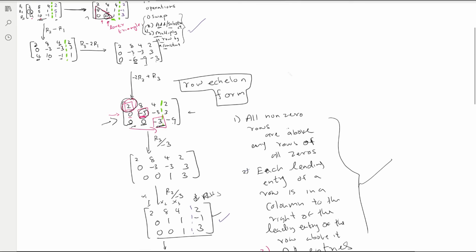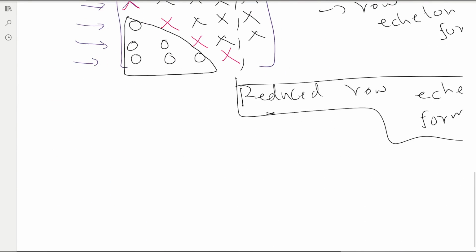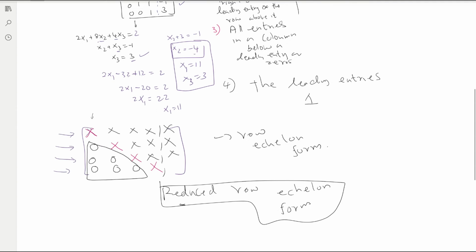If you look at this system, the problem that we solved in the previous video, these are the leading entries, the ones marked by these red squares. Leading entries are the first non-zero entry in each row. So 2 here, and -3 and -3. Those should be 1, but here they are not 1. So this is row echelon form, not reduced row echelon form. But in the reduced row echelon form, you would make those leading entries, those 2, -3 and -3, equal to 1 through division, with no more row operations.